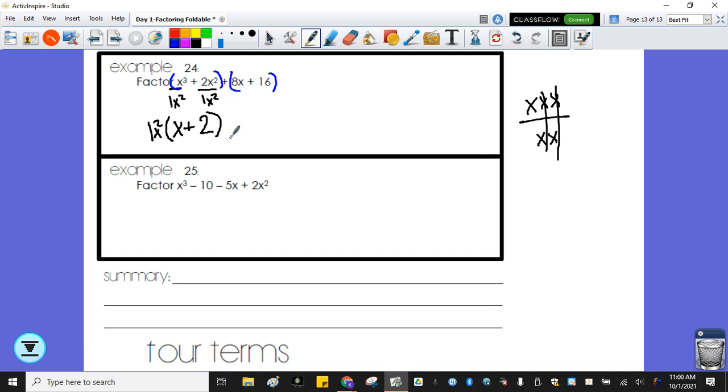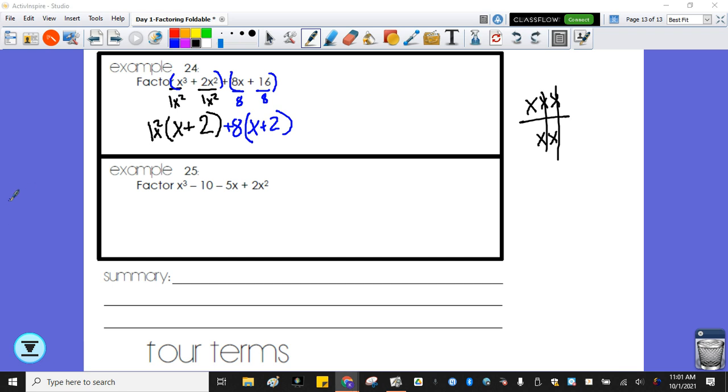8 is our greatest common factor between 8 and 16. So I'm going to divide by 8. Look at it. So it's x plus 2 again. And I'm going to keep that positive 8. I took out a positive 8. Your greatest common factor goes before the parentheses. Yes. Welcome to math. I hate it here.